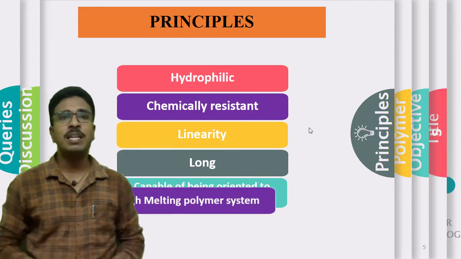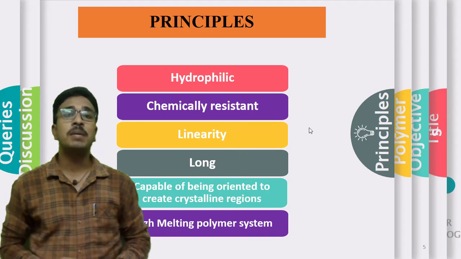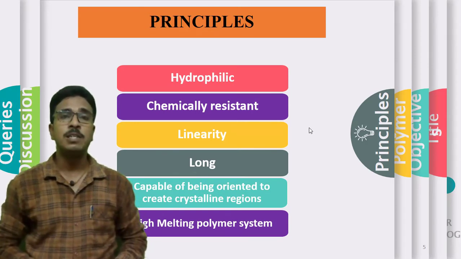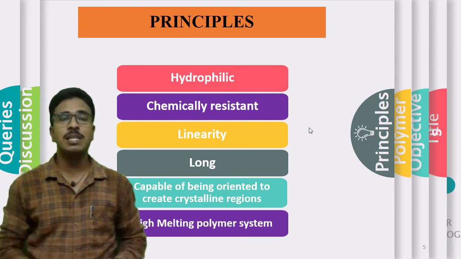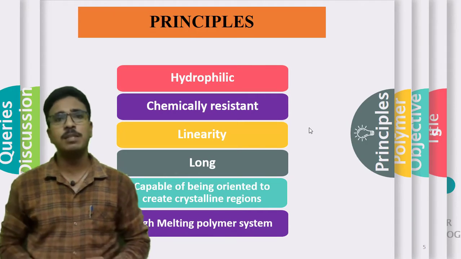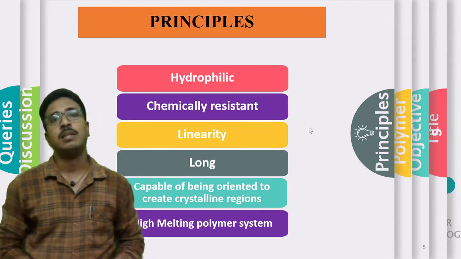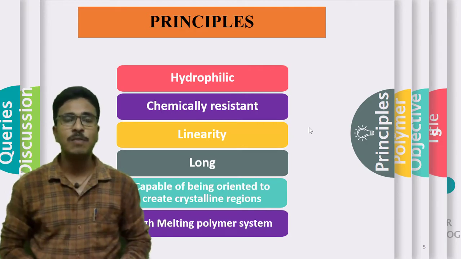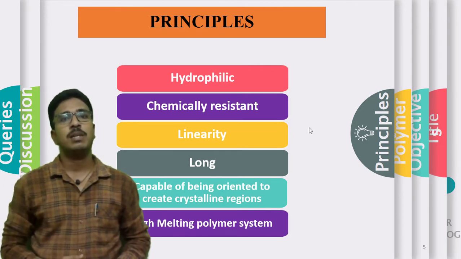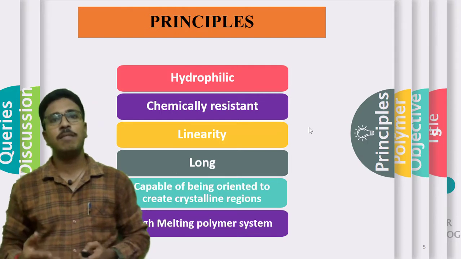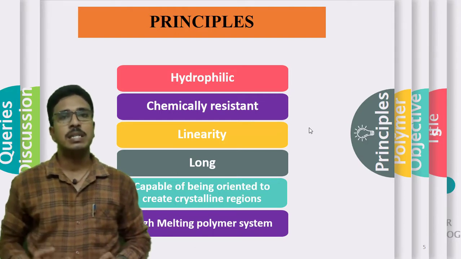Okay. And the final principle is a high melting polymer system. That means whatever polymer system we are selecting for making fibers should have a high melting point. Understand? These are all the different principles of fiber forming polymers. Now we will discuss each and every principle in detail.